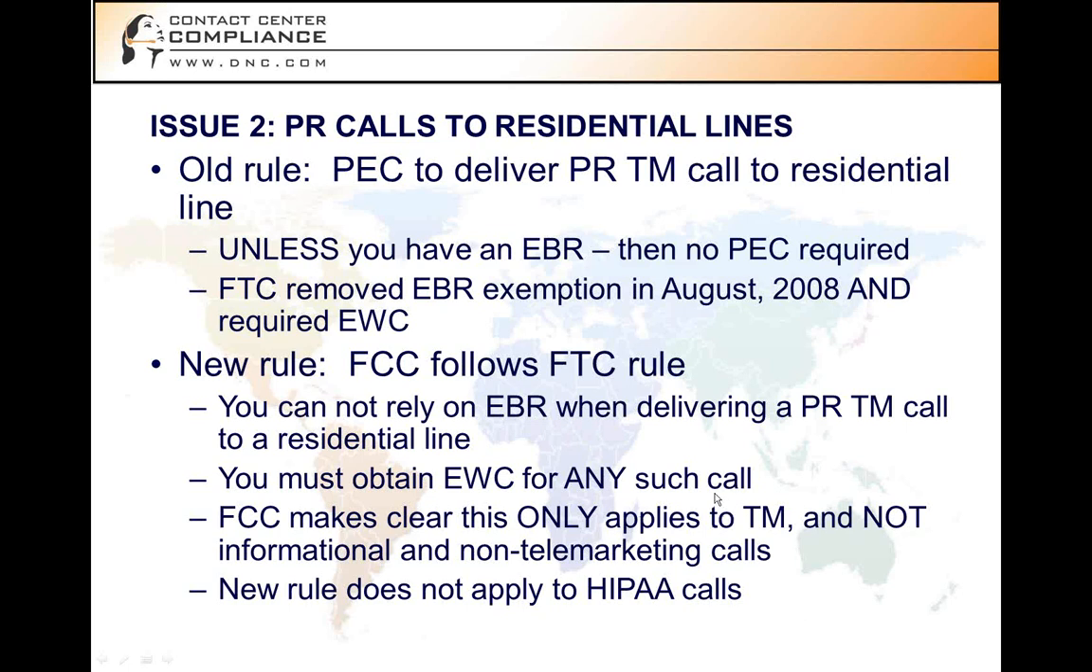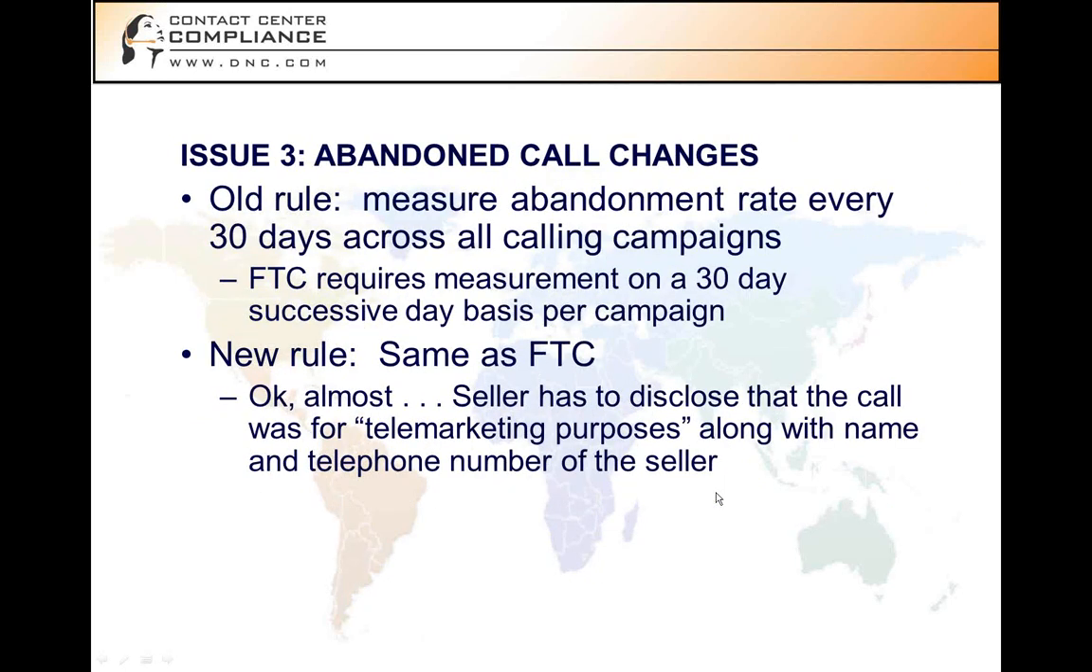So moving on to issue number 3, which is the abandoned call changes. The old rule that the FCC had in place was that you measure the abandonment rate every 30 days across all calling campaigns. And that's a good rule. I like that because it allows you to have a bunch of different campaigns, some big, some small. You combine them all together, and you come up with an abandonment rate that works.